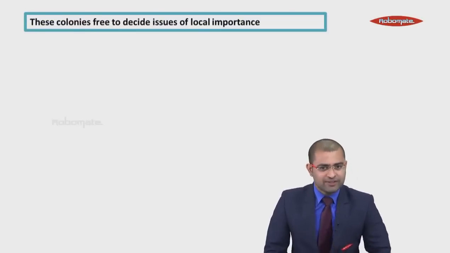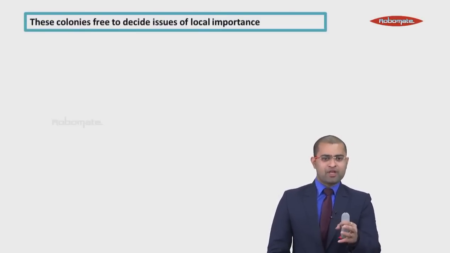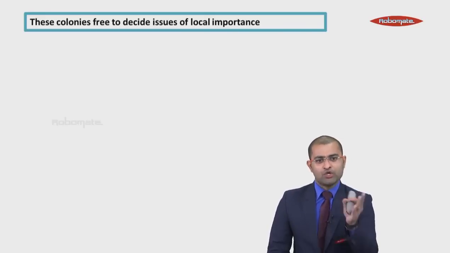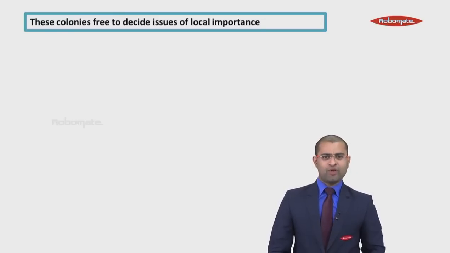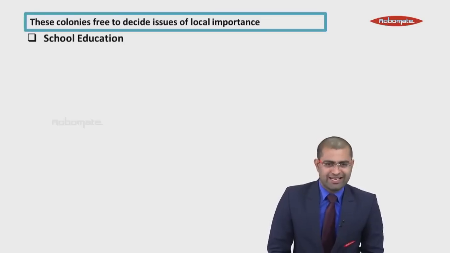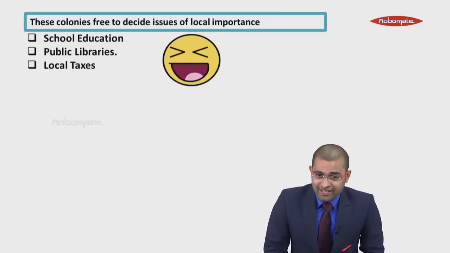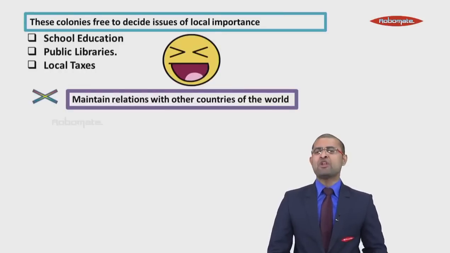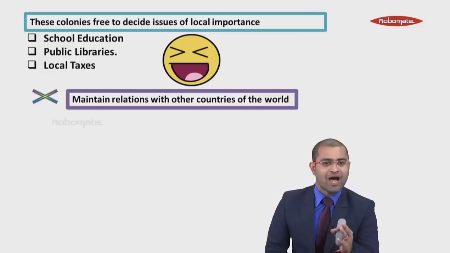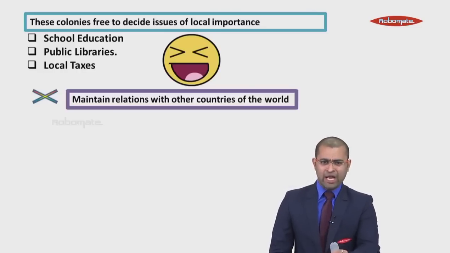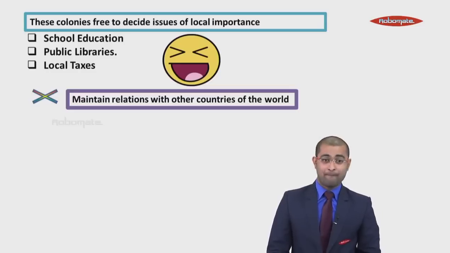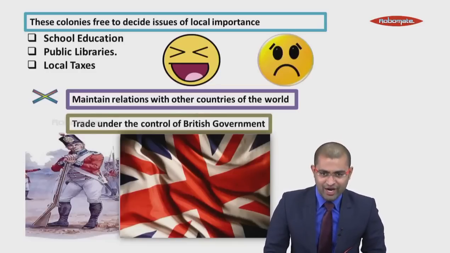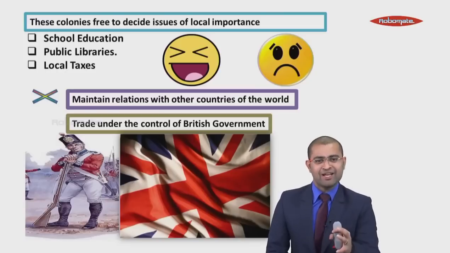Let us proceed further. As I said earlier, European people started migrating from Europe to the new piece of land. These people were known as colonists. These colonists were free to decide issues of local importance like school education, public libraries and local taxes. But they were not allowed to maintain any relation with other countries of the world, no trading relation with other countries. And this trade was completely under the control of the British government.